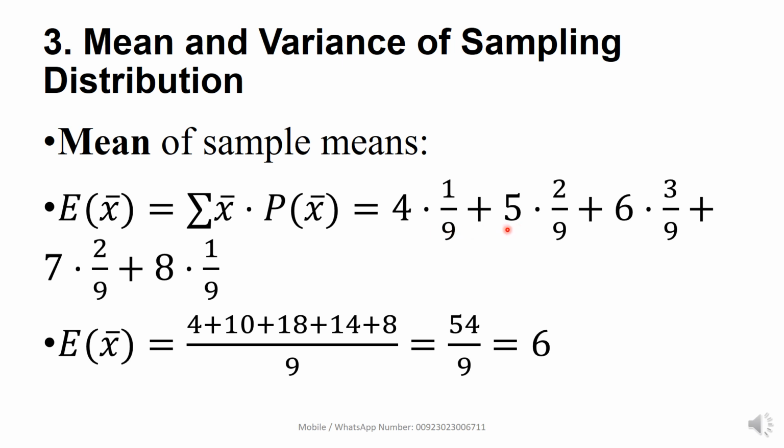Next number is 5, and we get 2 upon 9. Now plus the next, 6, and the probability is 3 upon 9. Then next plus 7, and the probability we get is 2 upon 9, and a plus sign. Now the next number is 8 multiplied by 1 upon 9. Then you simplify. You must write in your copy and solve step by step. Then you can see here we add all the numbers, then divide by 9. After the addition, then we divide by 9.